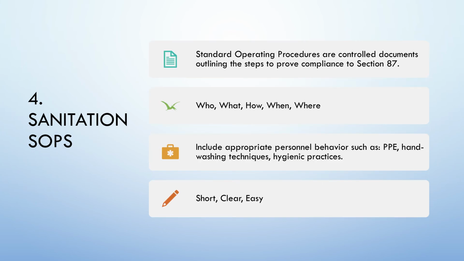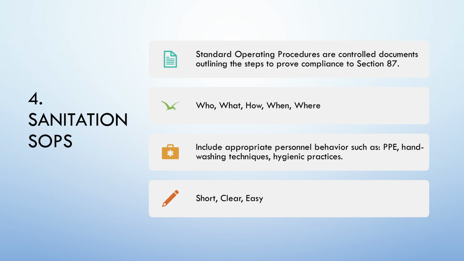Finally, create the sanitation SOPs. These are the controlled documents that tie everything together. They describe the steps to be followed to ensure Section 87 of the Cannabis Regulations is complied with. They detail who must do what, in what order, how often, and using which forms. They must cover how the building, the equipment, and the conveyances are sanitized, and how personnel behavior is controlled.